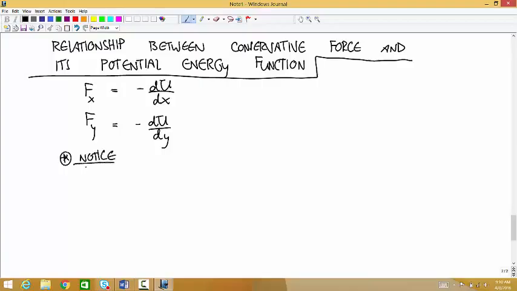One thing that this requires, and this is an important fact about potential energy, is the force of a conservative force field always acts toward decreasing potential energy.